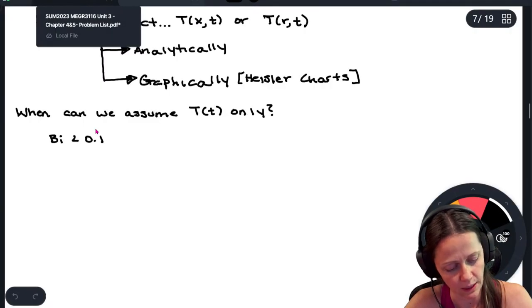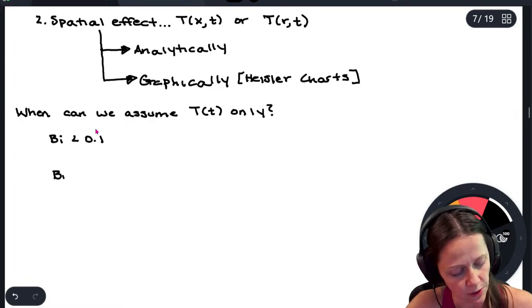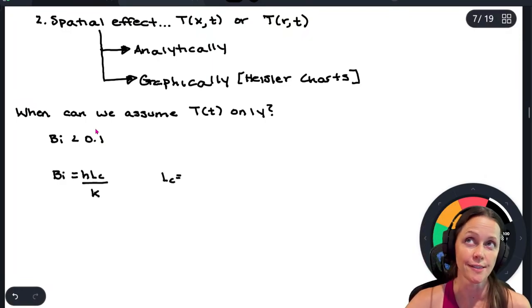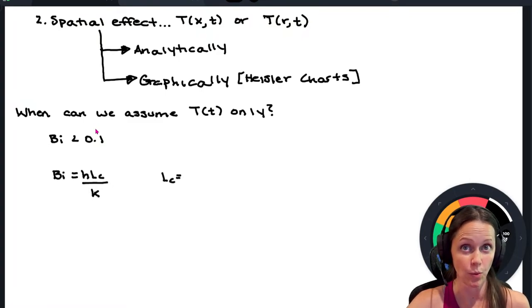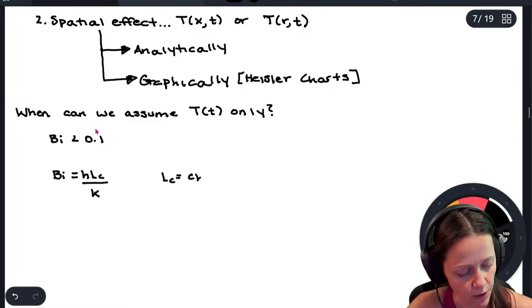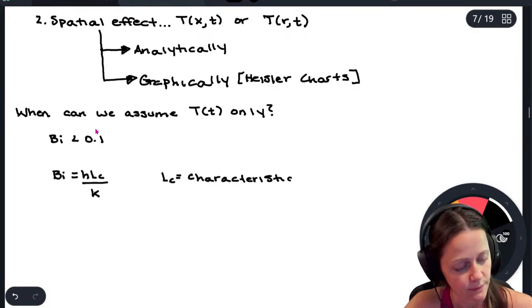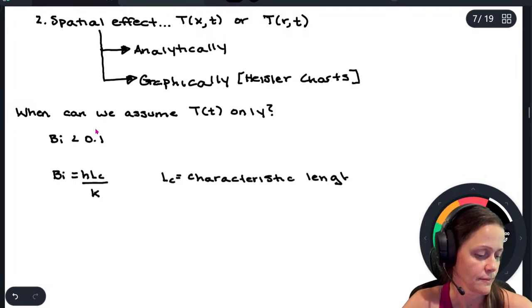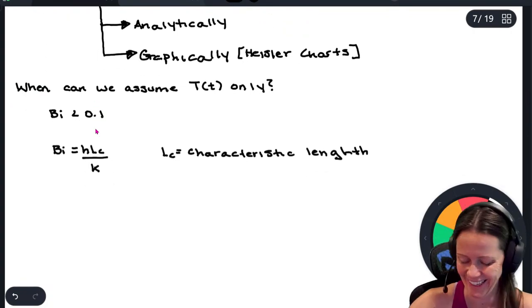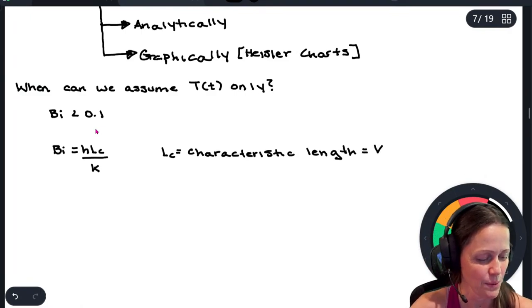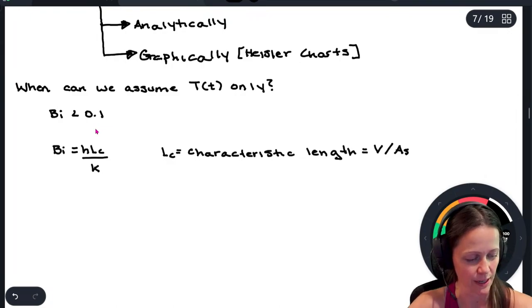So let's go back to our Biot number. It's on your equation sheet, and the definition is h L_c over k. L_c is not the corrected length that we talked about when we talked about fins. This is something called the characteristic length, which is equal to the volume over the surface area.